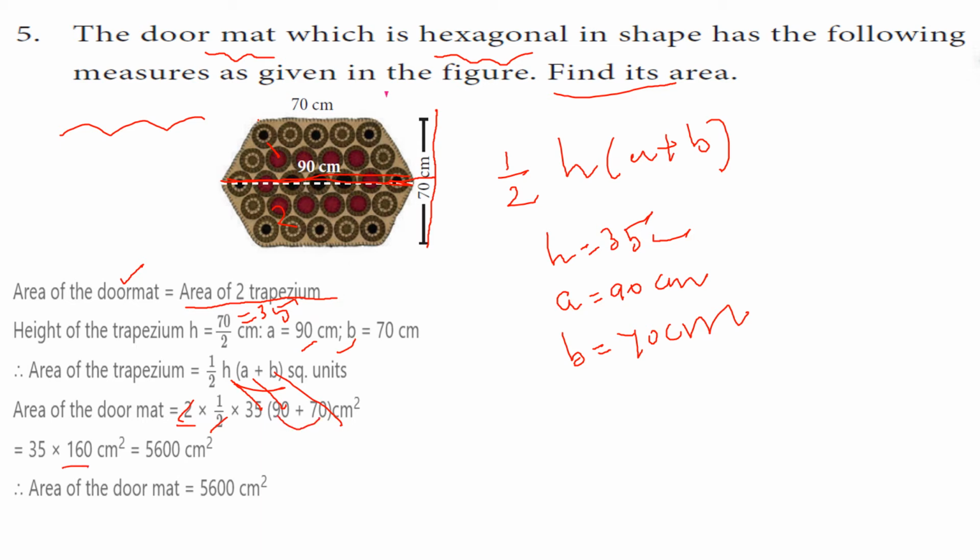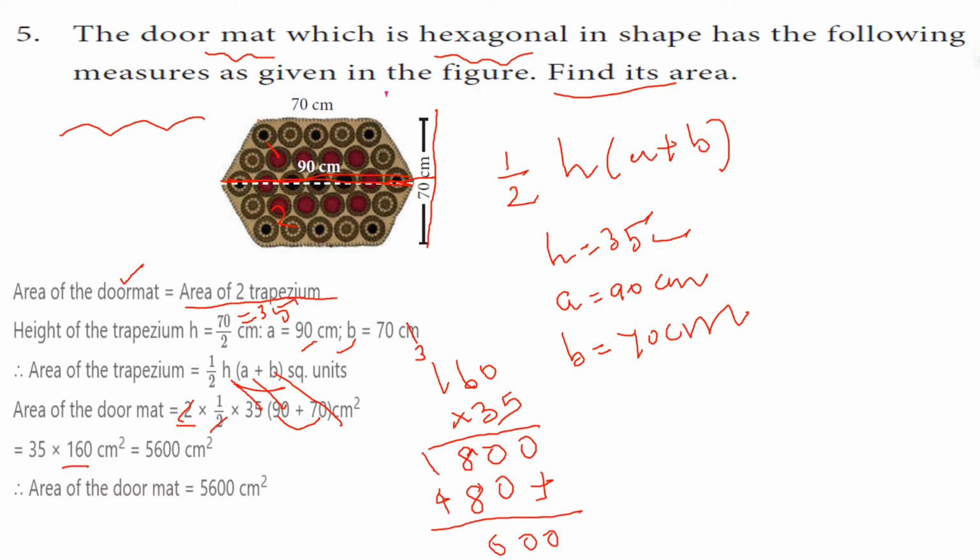So 160 into 35, multiply. 5 6s are 30. 3 carry over. So 5 1s are 5 plus 3, 8. Plus 300, 3 6s are 18, 1. 3 1s are 3, 3 plus 1, 4. So 0, 0, 8 plus 8 is 16, 1, 1 plus 4, 5. So 5600 centimeter squared is the area of the doormat.